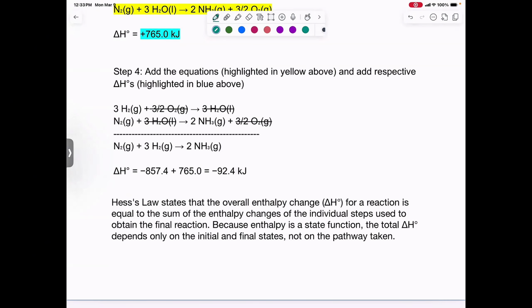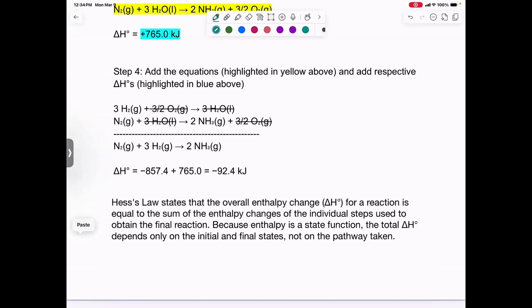And then we just add here, enthalpy is a state function. The total H depends only on the initial and final state, not the actual pathway taken. So we know it's pathway independent. Sorry, I just need to adjust my microphone here. We'll be talking about these types of functions in chemistry, and you see them in physics as well.